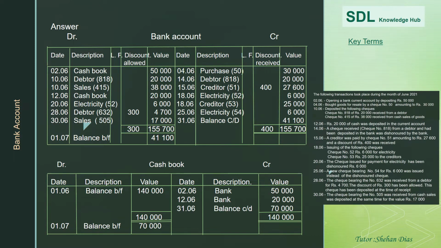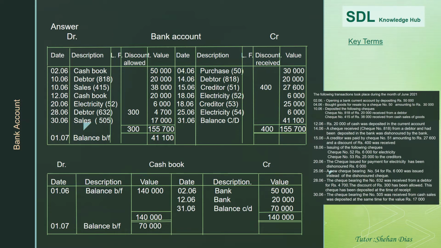And finally, the last transaction, check bearing number 505 was received from cash sales and was deposited at the same time. Value was 17,000. So that means it has been deposited at the same time. So it hasn't gone through the cash book. It's directly deposited into the bank account. So the bank account will get debited for 17,000 saying sales, and it's not cash because it's deposited immediately. And the sales account will get credited for 17,000.